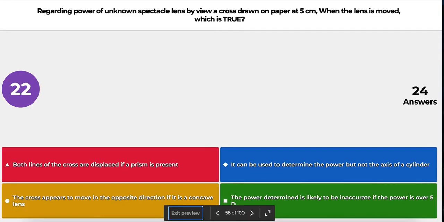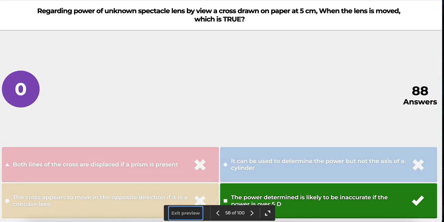Regarding the power of an unknown spectacle lens when viewing through a cross, when the lens is moved, which is true? Both lines of the cross are displaced if a prism is present; or it can be used to determine the power but not the axis; the cross appears to move in the opposite direction if it's a concave lens; or the power determined is likely to be inaccurate if the power is over 5 diopters. The correct answer is that the power determined is likely to be inaccurate if the power is over 5 diopters, so I will give you the explanations of the other options.